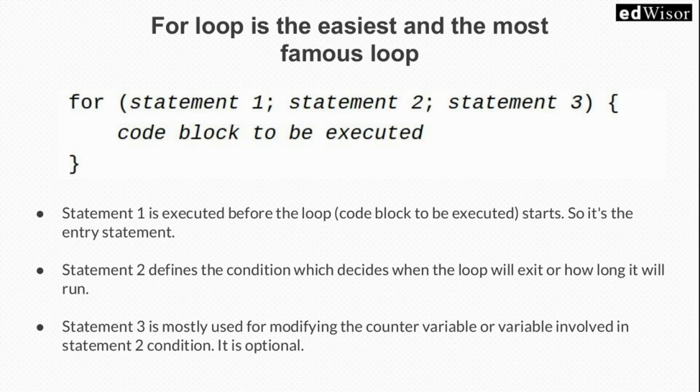Statement 3 is where you actually modify the counter or the condition that is involved in statement 2. Obviously, if I'm giving an entry and a condition that this loop has to be executed only if this condition is true, that condition needs to be changed somewhere. You can do that using statement 3, or you can do it inside the loop also. So it's basically optional. If you don't want to write statement 3, that's perfectly okay. You can write it inside the code block also. I'll give you an example of this for loop in JavaScript now, so you can understand it better.